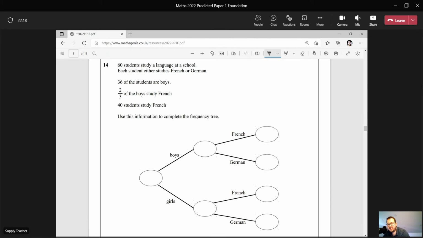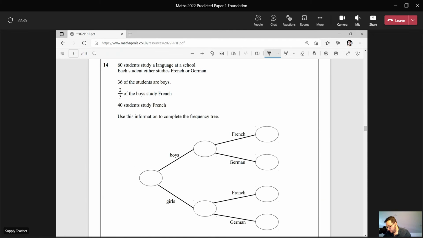All right, question 14. 60 students study a language at school. Each student either studies French or German. 36 of the students are boys. 2/3 of the boys study French. 40 students study French. Use this information to complete the frequency tree.